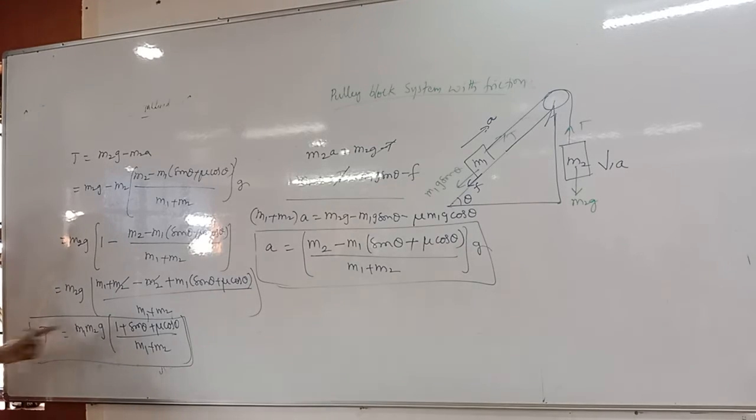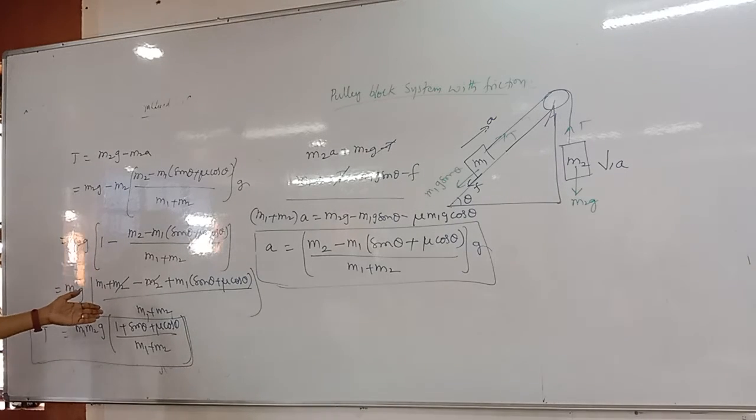Why did you get only 1 plus sin theta? What about the mu cos theta? Where did it go? How many of you got the same answer? Three members only, four. Good. Remaining people, you have done everything correctly, but there is a calculation mistake. Taking LCMs, sending minus inside, that and all you have done wrongly. That's it.